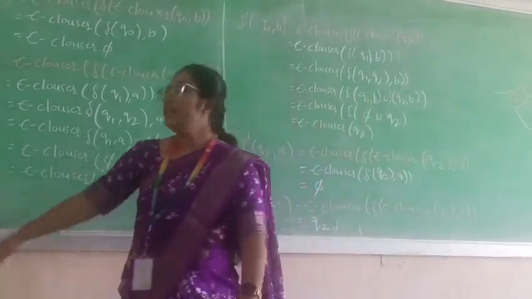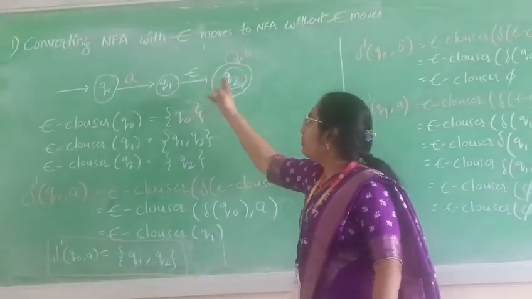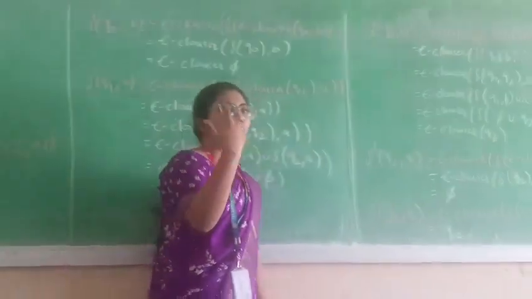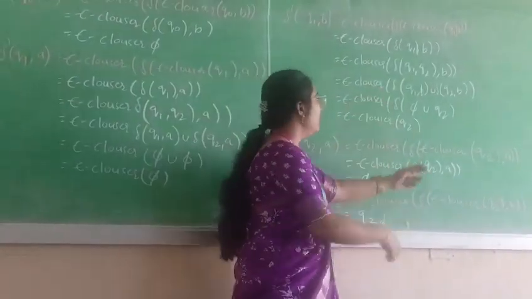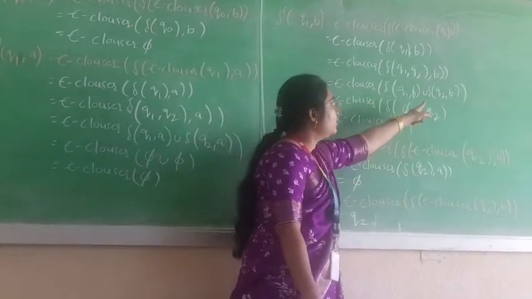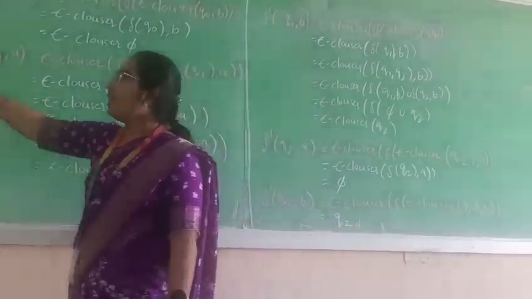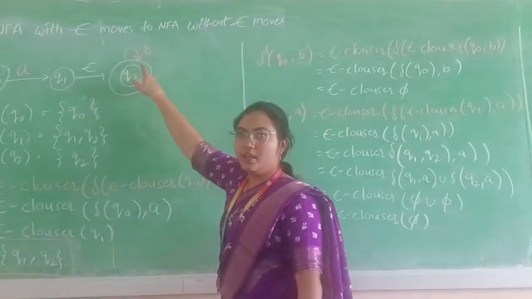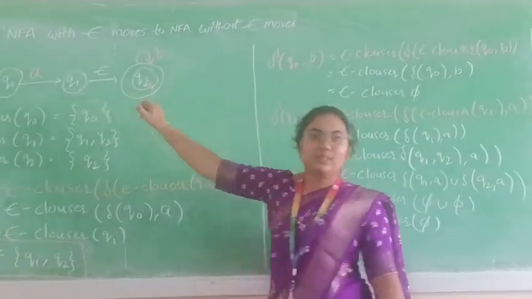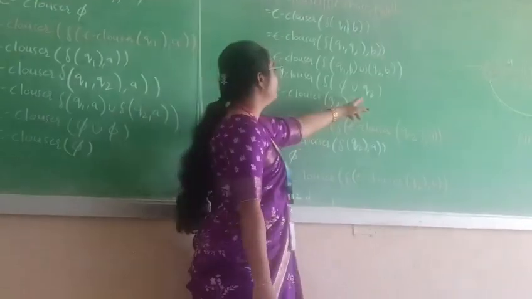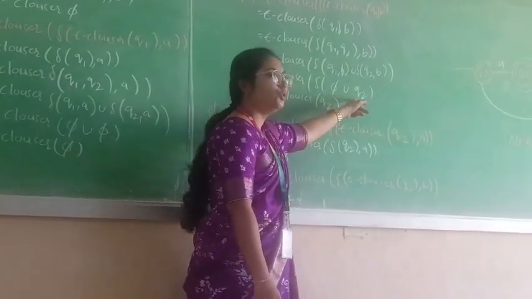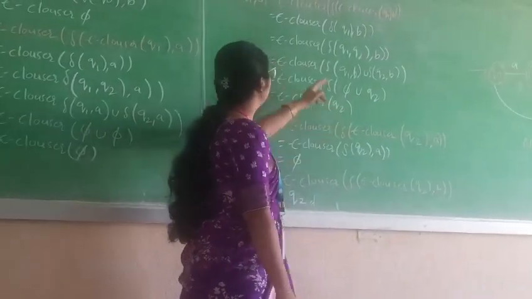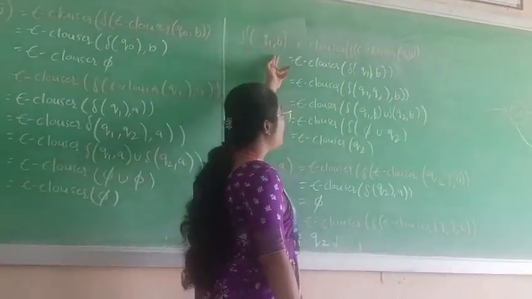Q1 comma B: there is only an epsilon symbol, there is no state it is going to, so we write phi. Union Q2 comma B. For Q2, B is there as a self loop, so we write Q2 only. Phi union Q2, what value do we get? Q2. Epsilon closure of Q2 is the value for delta dash of Q1 comma B.